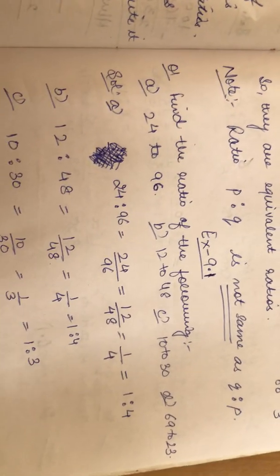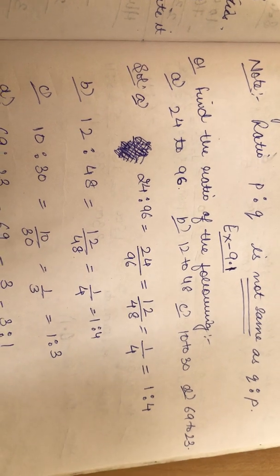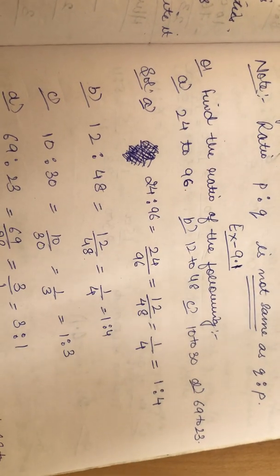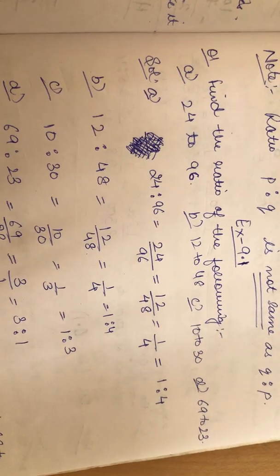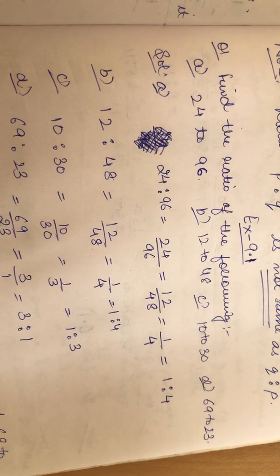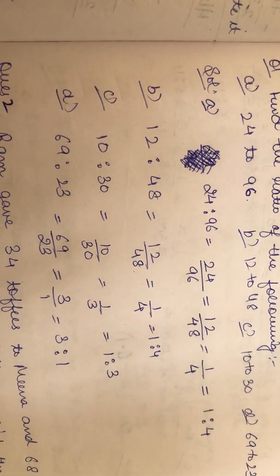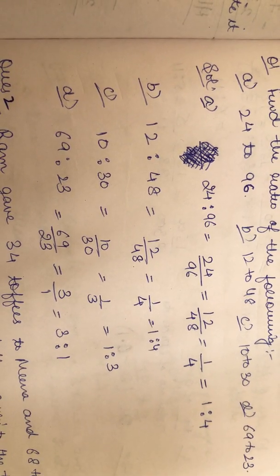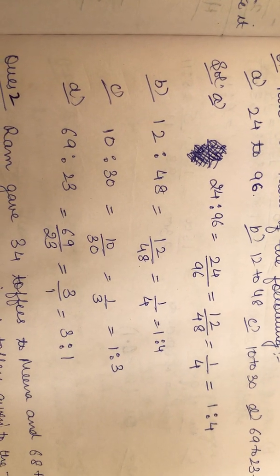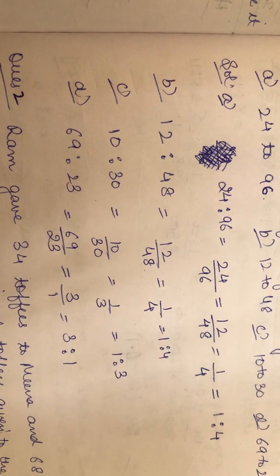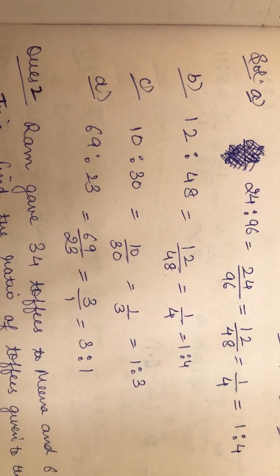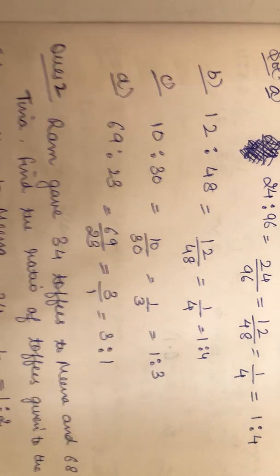Exercise 9.1 from the book, question number 1. Find the ratio of the following: 24 to 96. So it is 24 ratio 96, that is 24 by 96. On the table of 2, it is 12 by 48. Then on the table of 12, it is 1 by 4, or you can write it as 1 ratio 4. B part, 12 ratio 48. So simply we can cancel it on the table of 12 and write it in the simplest form. It is 1 ratio 4. C part is 10 ratio 30. So it is 1 ratio 3. Similarly, 69 by 23 is 3 ratio 1, cancelling it on the table of 23. So it will be 3 ratio 1.